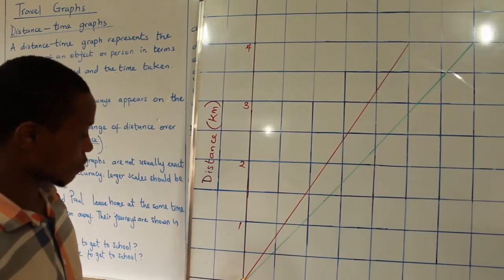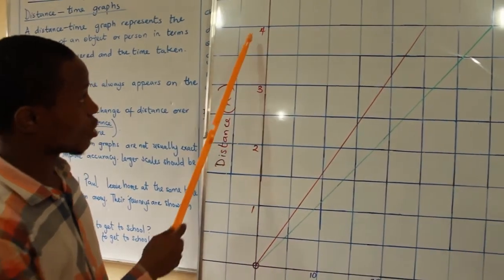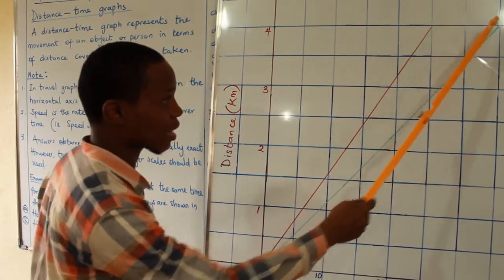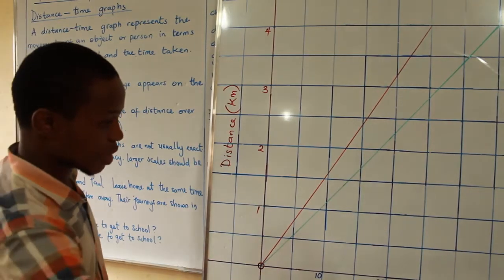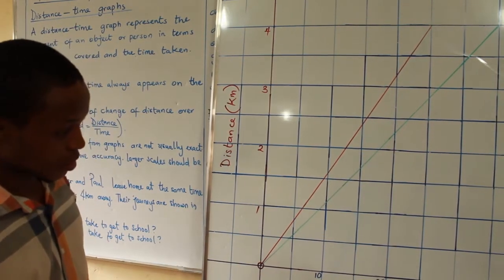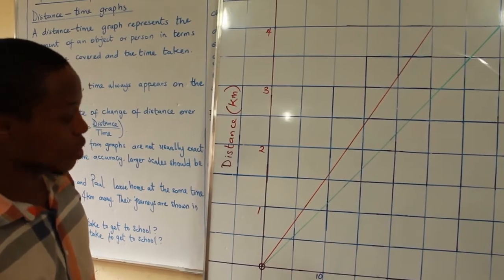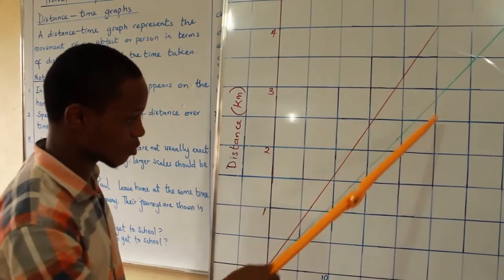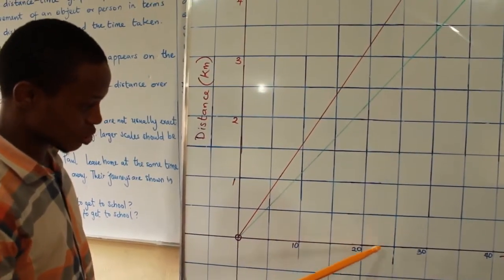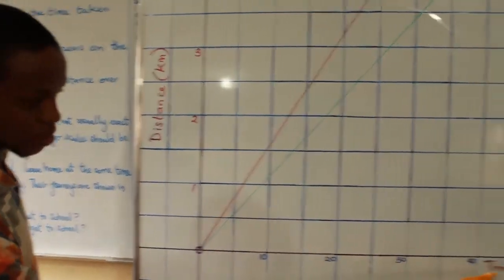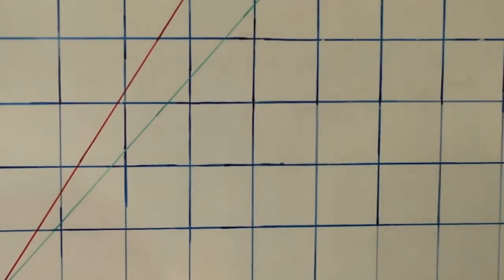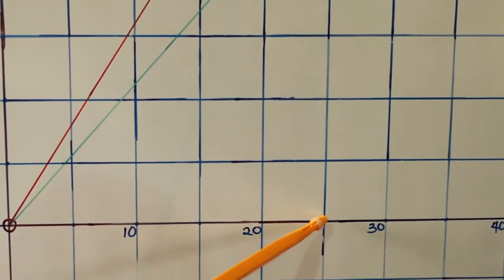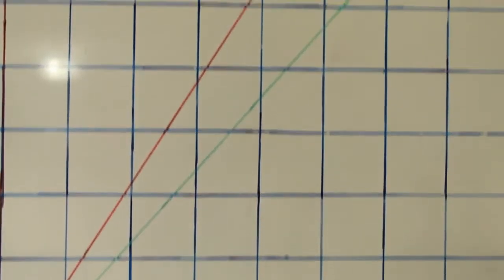We can see that the distance from home to school is 4 kilometers. Their journeys ended at exactly 4 kilometers. Now, because time is on the horizontal axis, all we have to do is trace for Peter where Peter ended his journey and trace down. And this is halfway between 20 and 30 minutes. Remember, time is in minutes. It means that it took Peter 25 minutes to journey to school.